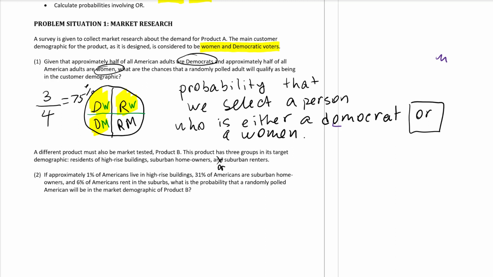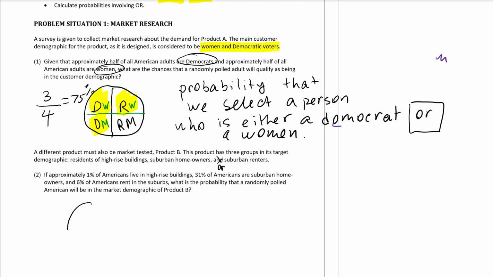So these are the people who are going to like this product and buy it or be interested in buying it. All right, so now the question is here. If approximately 1% of Americans live in high-rise buildings, 31% of Americans are suburban homeowners, and 6% of Americans live in suburbs or rent in suburbs, what is the probability that a randomly polled American will be in the market demographic of that product?